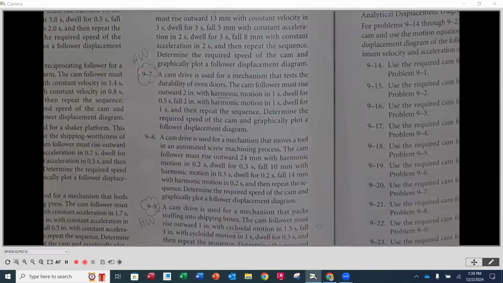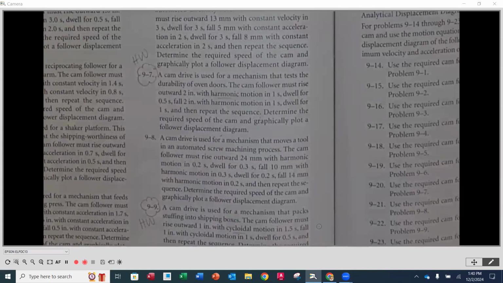So you're going to have to calculate your betas and then plot all of those. And then you're going to be drawing this in AutoCAD.